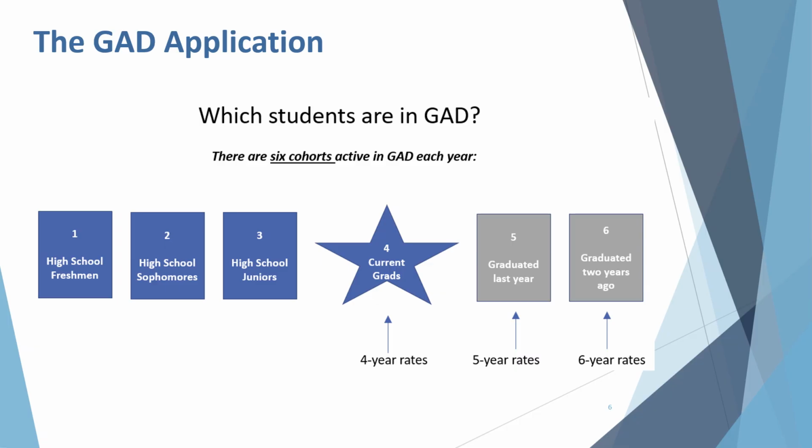Those assigned to the 5-year and 6-year cohorts can only be modified in GAD via an audit finding by the ISD auditor. The reason for that is because technically this data has already been audited, and so it must go through the auditor in order for a change to be made.